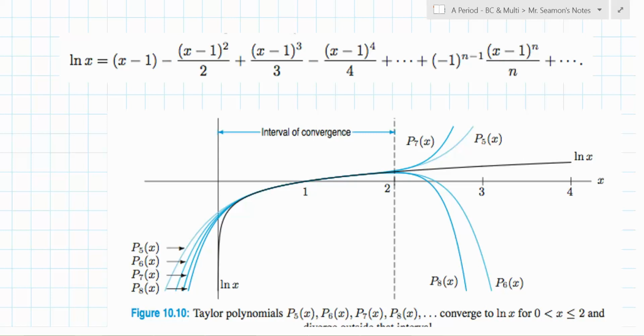And it kind of makes sense when you look at the picture, because look at the degrees here, P7, P8, P6, P5. When it's odd, it's going up, and when it's even, it's going down. But more so, look what happens. Here's P6, here's P8. Is that moving towards or away from ln x? It's moving away. So it's doing the definition of divergence. But what's happening outside? It's divergent. Exactly. And then over here, it doesn't matter because the function itself, ln x, isn't defined outside.